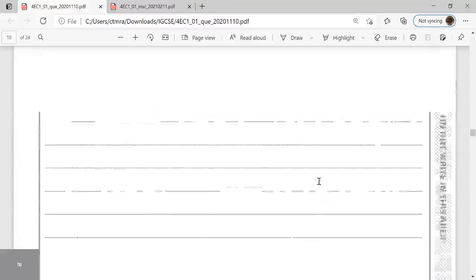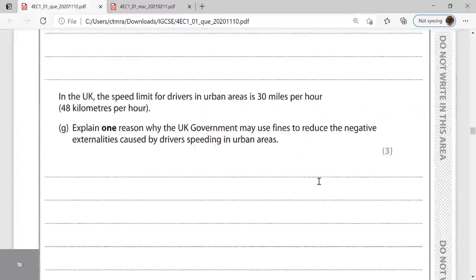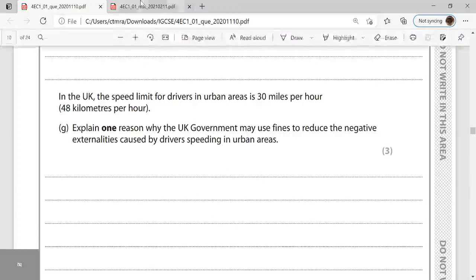Let's do number G. In the UK, the speed limit for drivers in urban areas is 30 miles per hour, so 48 kilometers per hour. Explain one reason why the UK government may use fines to reduce the negative externalities caused by drivers speeding in urban areas. When people are speeding, it may be an enjoyable thing for the person driving, but people surrounding this speeding car face problems because of sound pollution or accidents, or other negative consequences. So the question is asking for a reason why the government is using fines. Let's see.